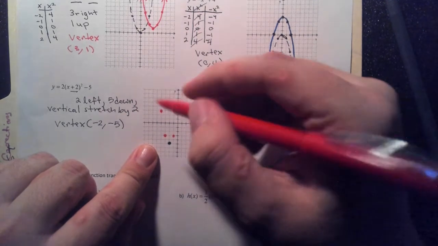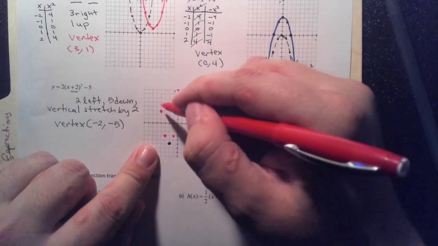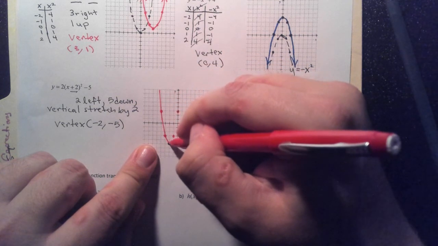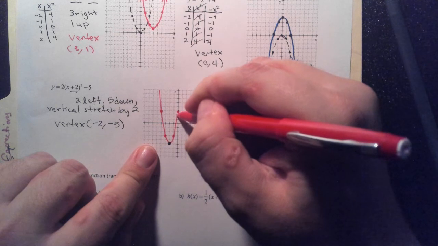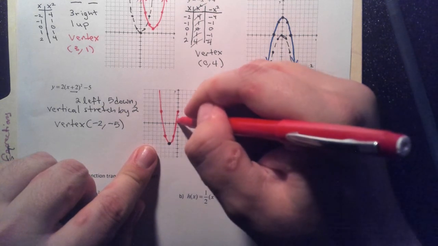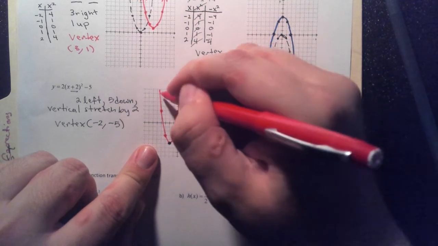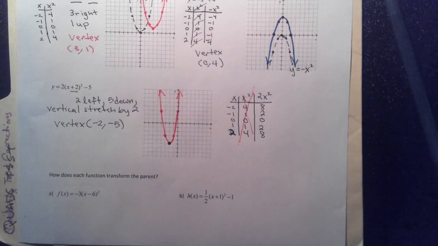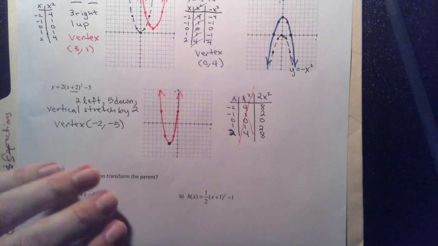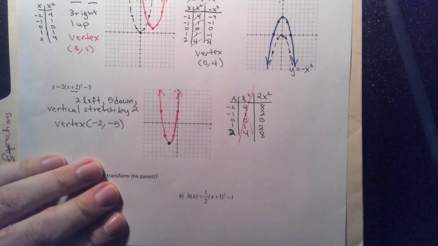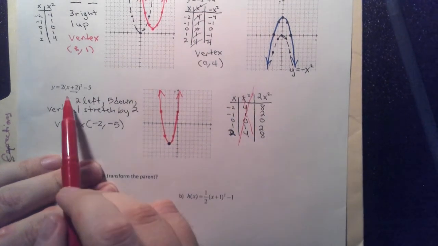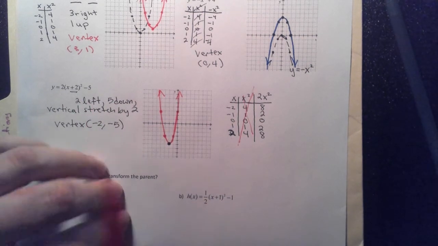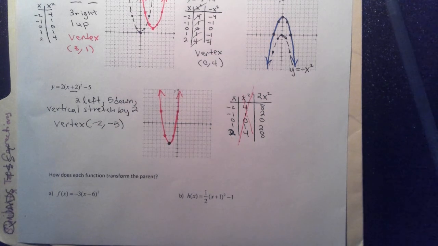And then as best I can, I'm going to put a nice smooth parabola through these points. So those are the points I would get if I took my quadratic, shifted it 2 to the left and 5 down, and stretched vertically by a factor of 2.